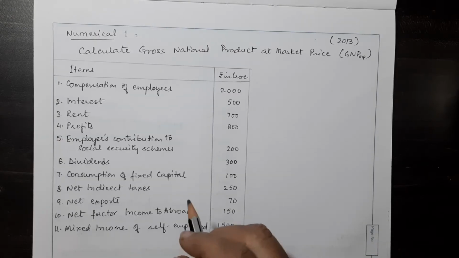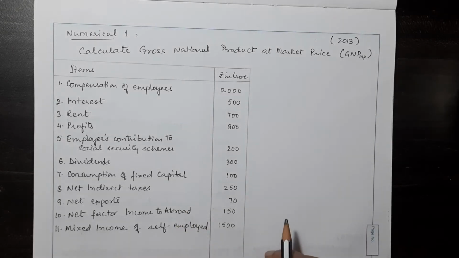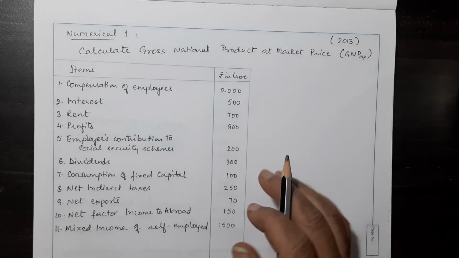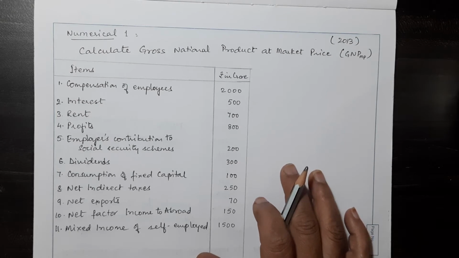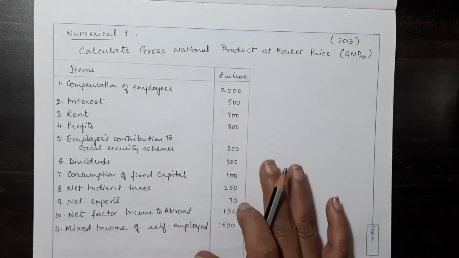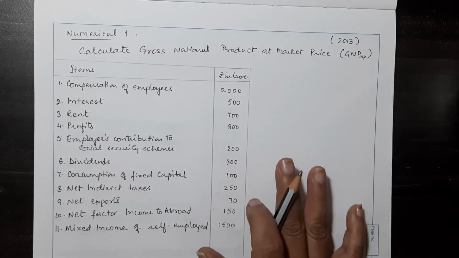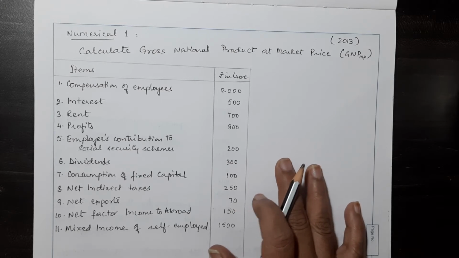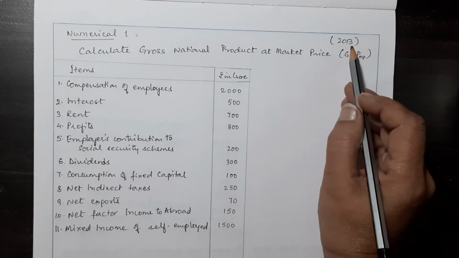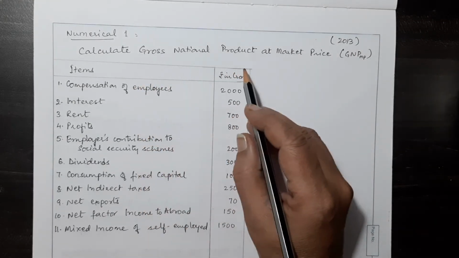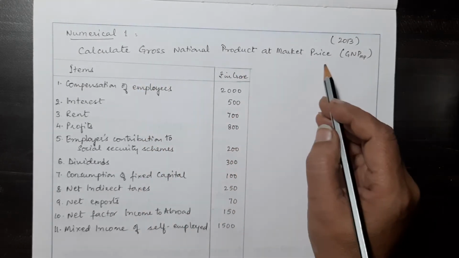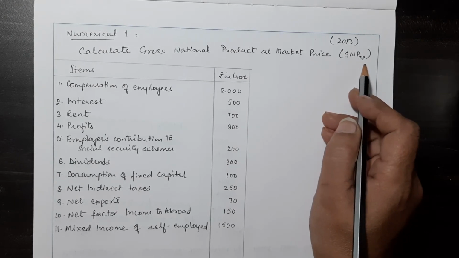Now, having learnt how to calculate the national income and how to treat certain things while calculating it, let's now try to solve a few numericals. I have here 3 numericals. One is taken from the 2013 question paper, an old paper of course. Calculate gross national product at market price, GNP MP.